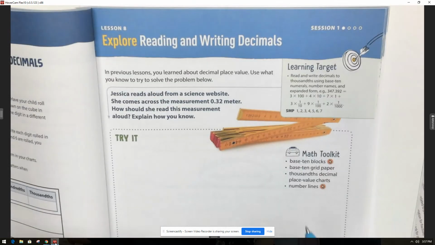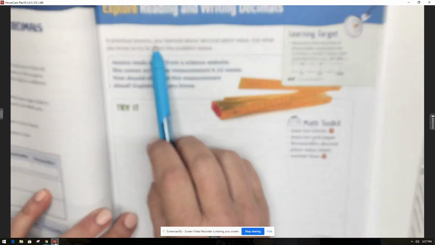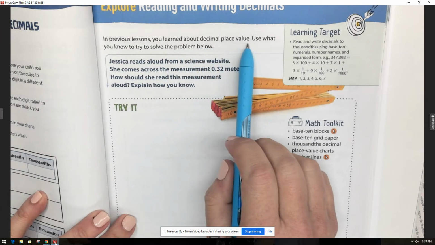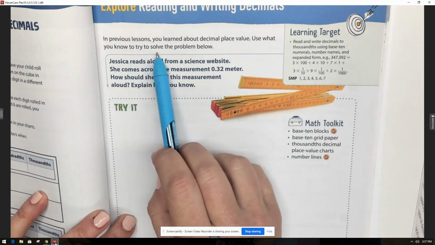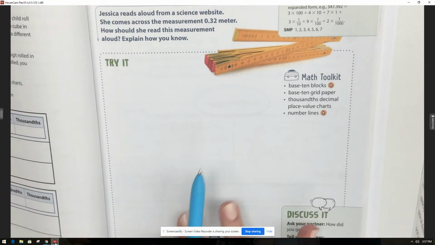All right, so today we're going to explore reading and writing decimals. In previous lessons, you learned about decimal place value. Use what you know to try and solve the problem below. So we've got this problem down below.